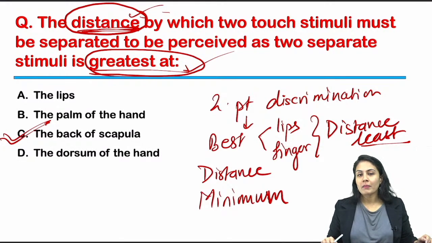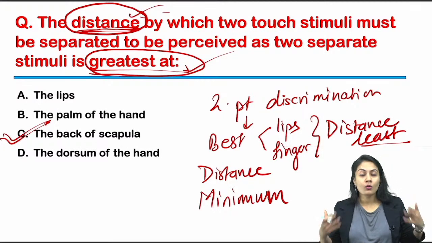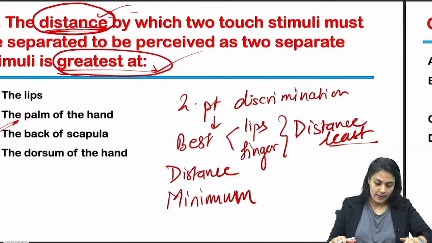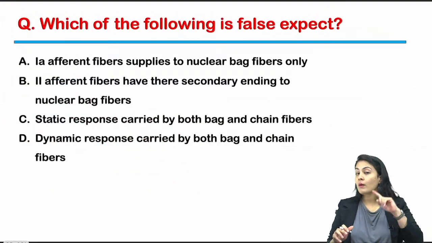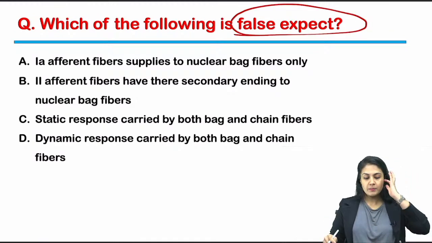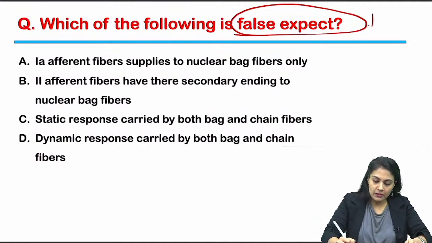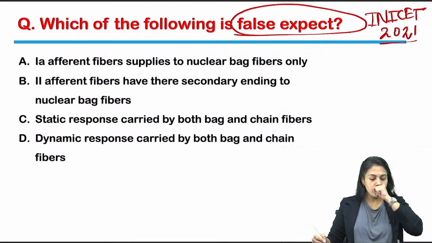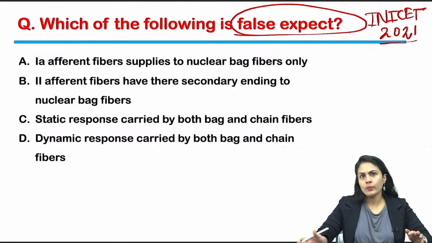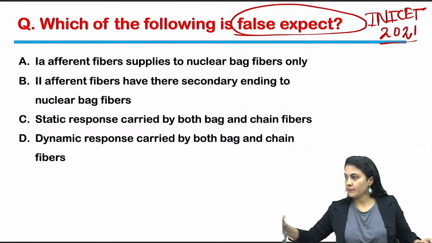If you avoid even 4 or 5 silly mistakes and make the correct answers in the exams, okay? It's okay to make mistakes over here, but not in the exams. Which of the following is false except? 1A afferent fiber supplies to nuclear bag fiber. This came in the INICET in 2021 or in the beginning of 2022. It got postponed, I guess. So please tell me the answer.